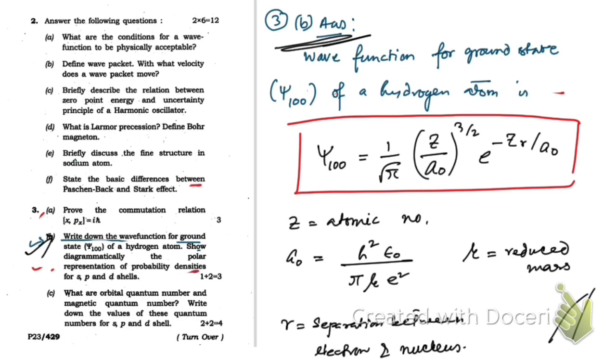Okay, so what is the next question? Question number c. What are the orbital quantum number and magnetic quantum number, and write down the values of these quantum numbers for s, p and d shells. Okay, let's answer this question as well. So now let me give you the answer of question number 3c. Okay, so here is the answer.